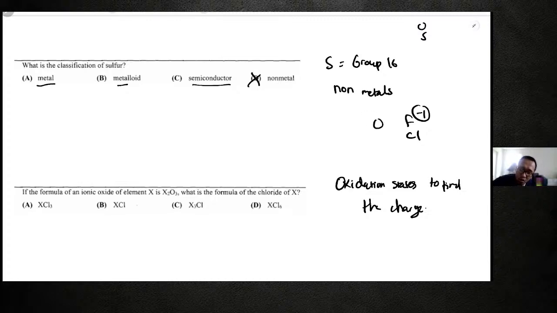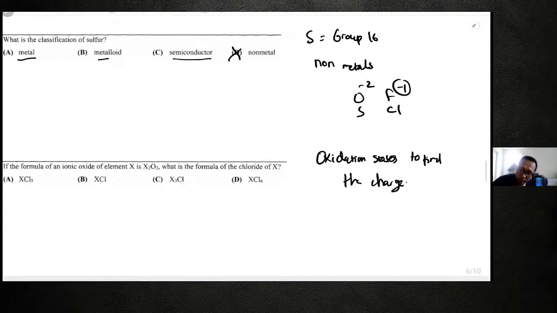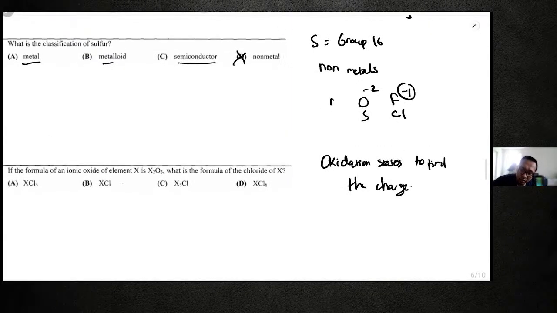And then for O, the coefficient is -2, and so on. And then for nitrogen, it should be -3, and so on. So remember this concept.